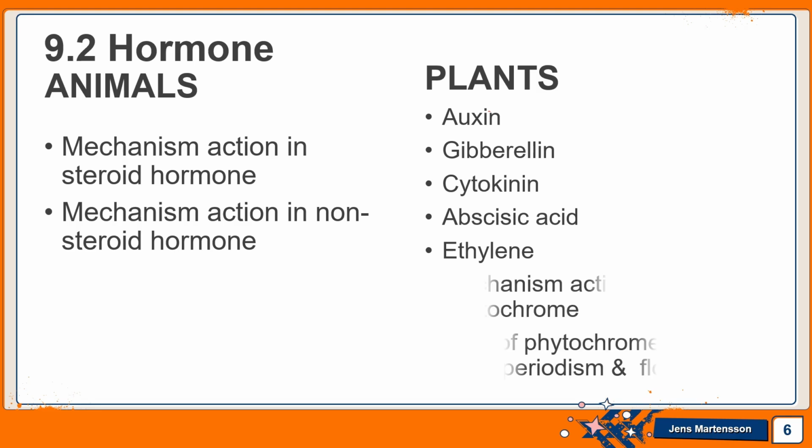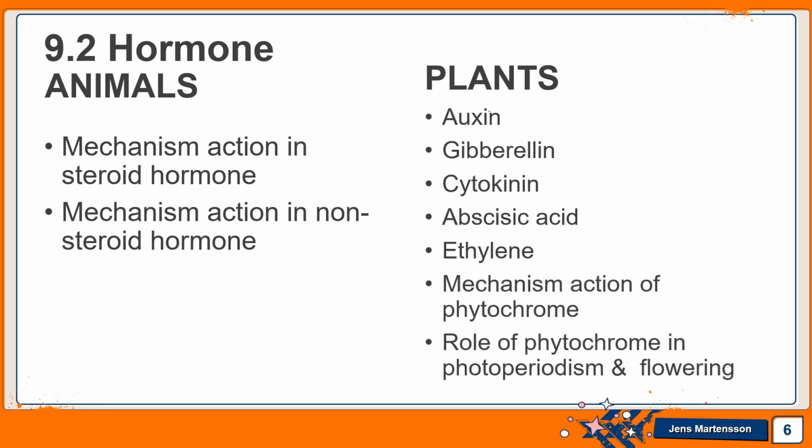But there is not only that. We also have to learn about the mechanism of action of cytochrome and the role of cytochrome in photoperiodism and flowering. What is this? This, I never learned it before. Yes, you never learned? It's normal. First, you have to know what cytochrome is. The mechanism of action of cytochrome, what are they? You have to know. And then another topic is about the role of cytochrome in photoperiodism and flowering. So you have to know what photoperiodism and flowering are.